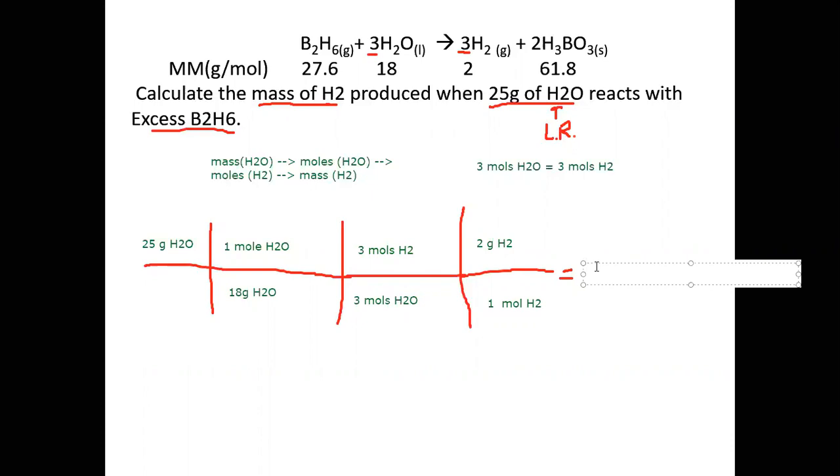And I get 2.78 grams of hydrogen. This is referred to as the theoretical yield. This is the maximum amount of product that can be produced, or hydrogen that can be produced, from these reaction conditions.